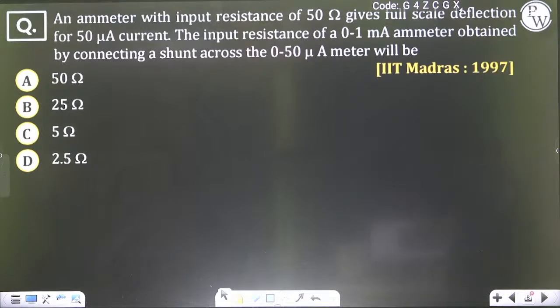An ammeter with input resistance of 50 ohms gives full scale deflection for 50 microamperes current. The input resistance of a 0 to 1 milliampere ammeter obtained by connecting a shunt across the 0 to 50 microamperes will be dash. Option A 50 ohms, option B 25 ohms, option C 50 ohms, option D 2.5 ohms. So how to answer this question?